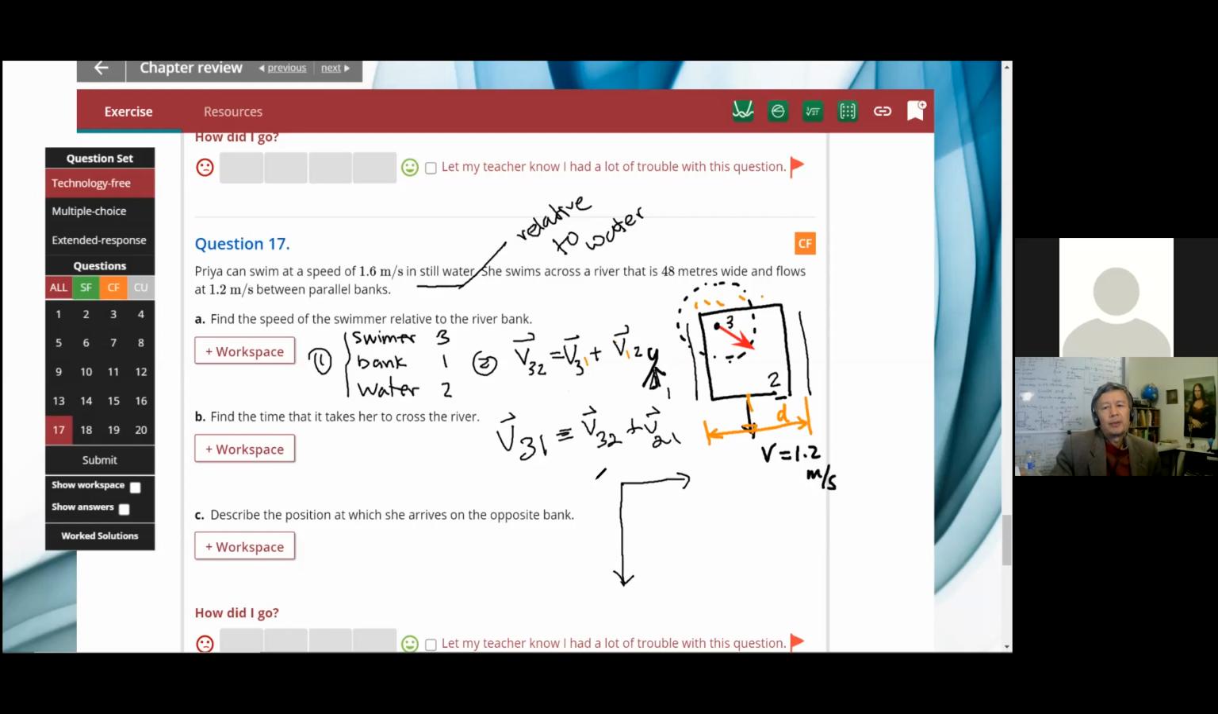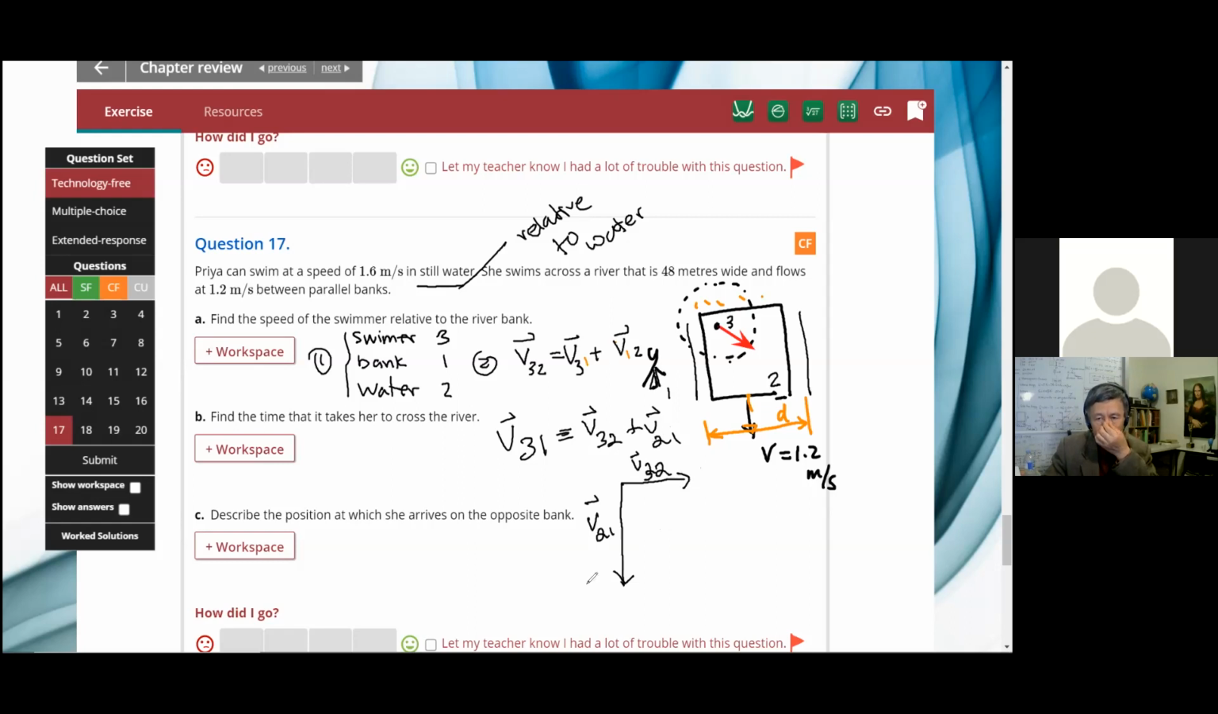So you have to draw the diagram. Which direction is V2 1? You need to draw the diagram. Can we magnify this one? Yes, we can magnify this. And then V3 2 is swimmer to the water, which is the girl. Sorry, V3 2. V2 1 is given.